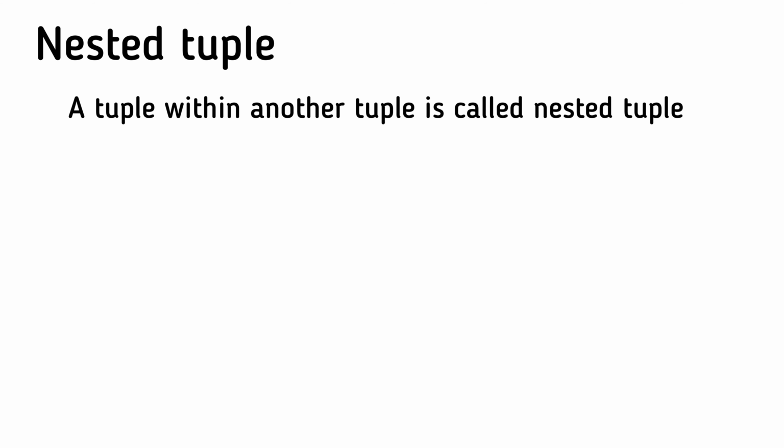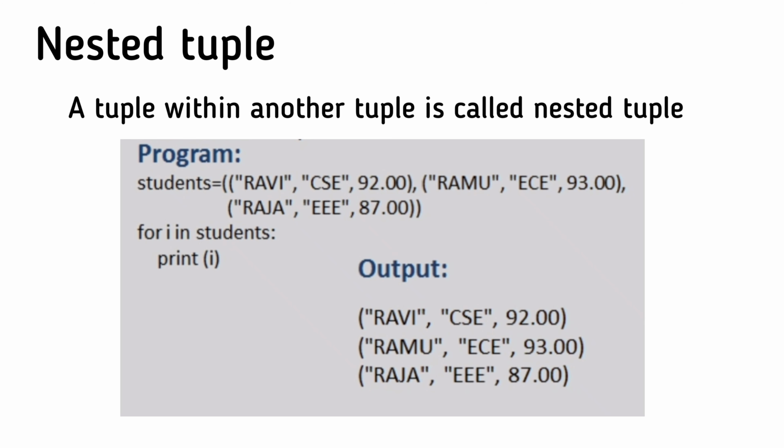Next we see nested tuple. A tuple within another tuple is called a nested tuple. Here we see a program: students equal to Ravi CSC 92 marks, Ramu EC 93 marks, Raja EEE 87 marks. For i in students, print i. It gives the output Ravi CSC 92, Ramu EC 93, Raja EEE 87.